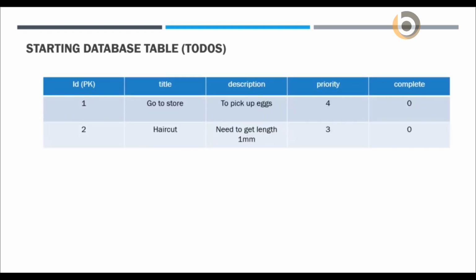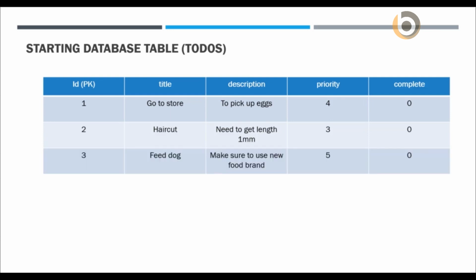Alright, now that we just went over inserting into our database, let's keep adding to it. I'm just going to pretend we are inserting this data, so let's move on to a new record where we just created a feed the dog as a title. As a description, we are going to be using make sure to use the new food brand with a priority of 5 because we need to feed our dog, and not complete.